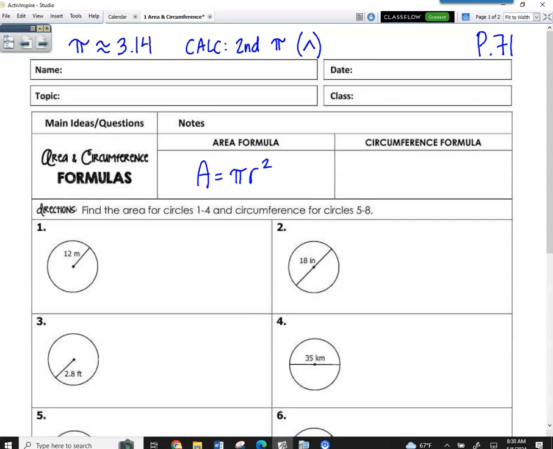So, all right, let's talk area. Look what I'm standing on, right? You with me?